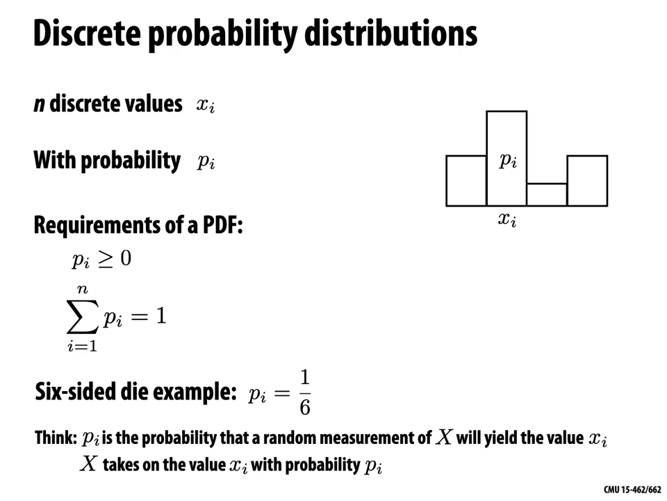This example with a die is an example of what's called a discrete probability distribution. It means we have a finite number of possible values that our random variable can take, and we'll call those little x sub i. And we say that little x sub i is going to occur with probability little p sub i. Okay, these are probabilities. They represent the chance that something happens.